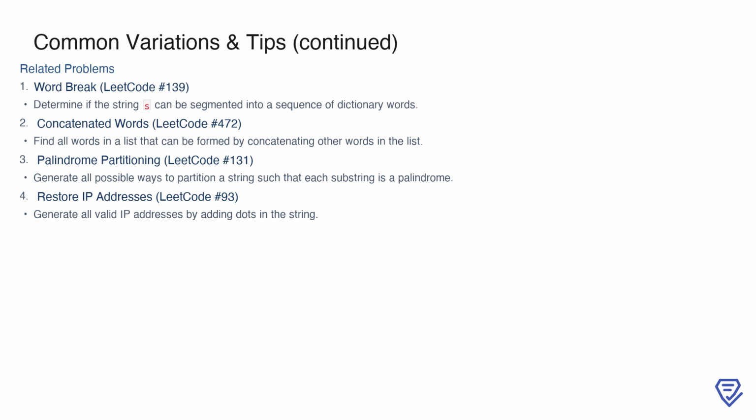Another related problem is concatenated words, problem number 472, where the goal is to find all words in a list that can be formed by concatenating other words from the same list. Palindrome partitioning, problem number 131, is another example, as it involves generating all possible ways to partition a string, but this time ensuring each substring is a palindrome. Finally, restore IP addresses, problem number 93, is a similar combinatorial problem where you generate all valid IP addresses by inserting dots into a string. Exploring these related problems can help you develop a deeper understanding of recursion, backtracking, and dynamic programming principles.